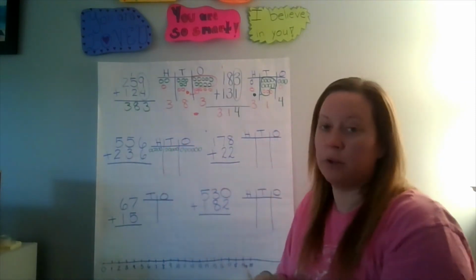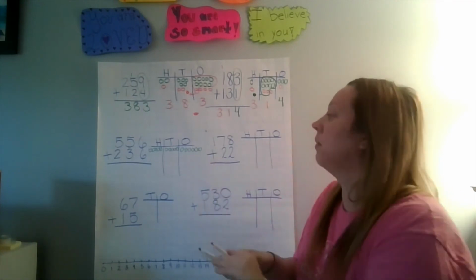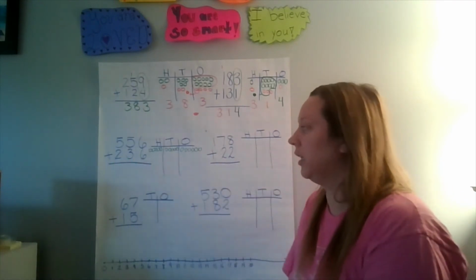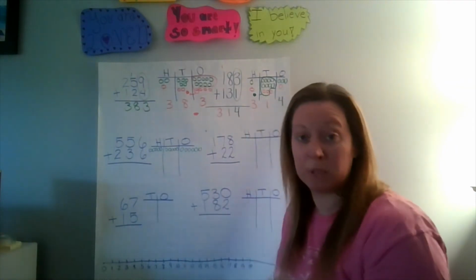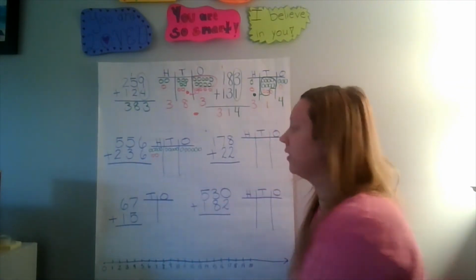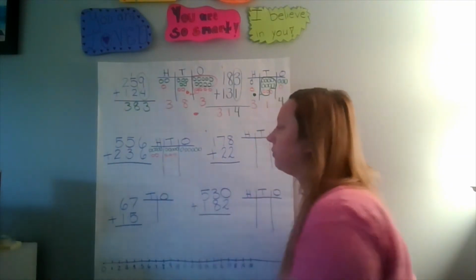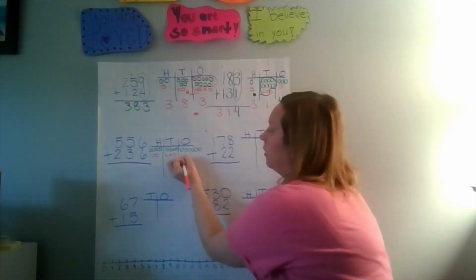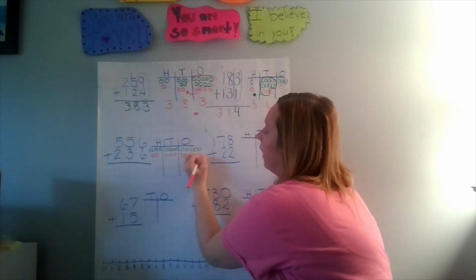Okay. Now with my pink marker, I'm going to switch. I'm going to do 236. So 200 means 200s. 30 means 3 10s. And 6 means 6 1s. 1, 2, 3, 4, 5, 6.